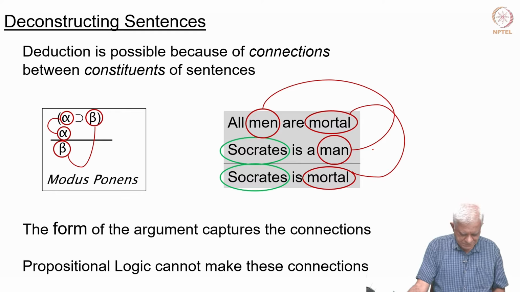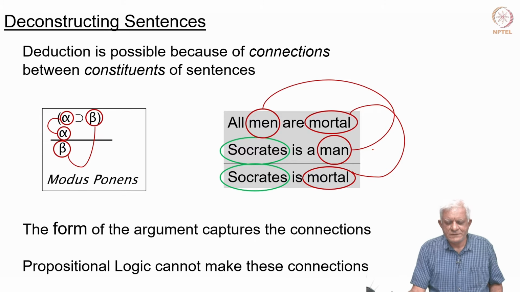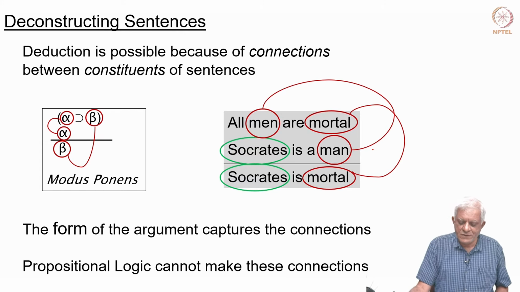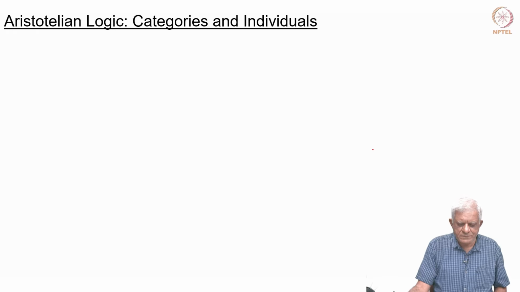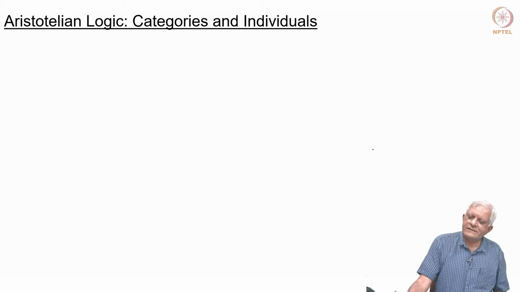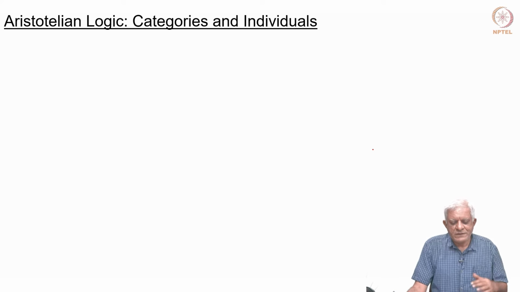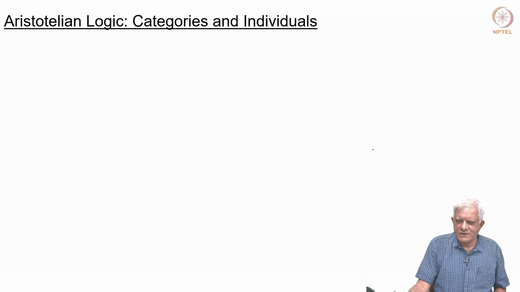So, we want to now upgrade in some sense to a more expressive logic, which will allow us to talk about men and mortality and so on. So, the syllogism was invented by the Greeks, in particular Aristotle was the person who did a very thorough analysis of what are the valid forms of reasoning. Remember that we got into logic to start with to recognize valid forms of arguments or valid forms of reasoning, and Aristotle spent a lot of time looking at that.